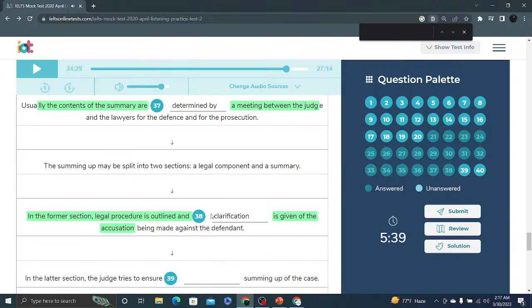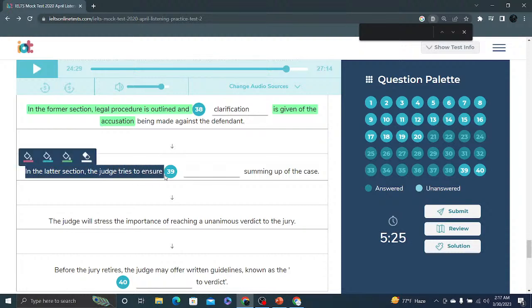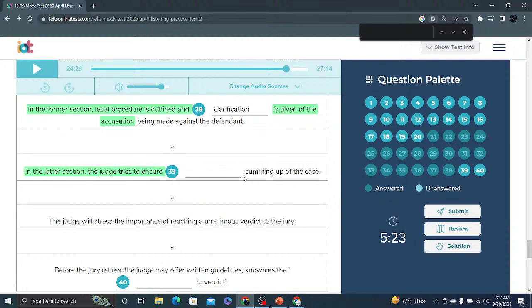I hope you got it. Clarification, okay? Now let's listen for question number 39. Okay, in the latter section, the judge tries to ensure blah blah summing up of the case.